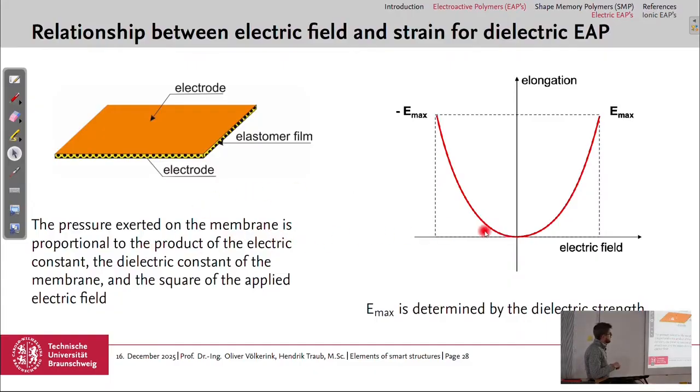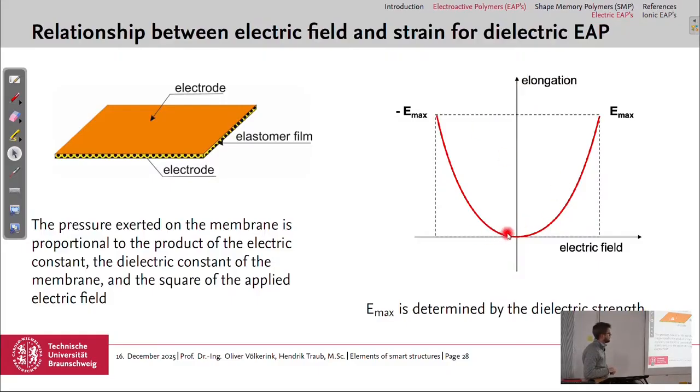And here we have the same diagram again, like with the blue curve, and now only one line. So the pressure on the membrane is proportional to the product of the electric constant and the dielectric constant of the membrane and the square of the applied electric field. So it's a squared function, the electric field versus the elongation.